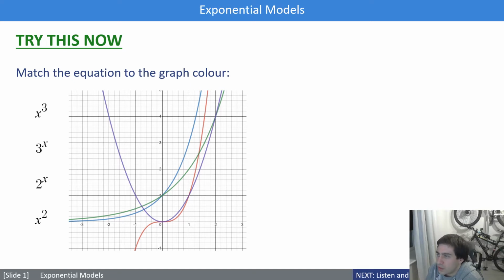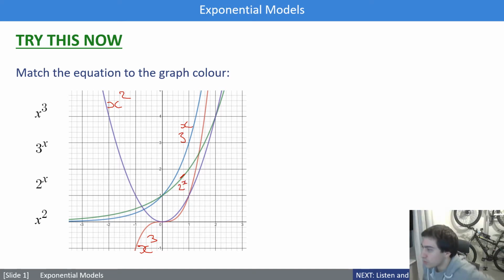Okay, and as it turns out, the purple one is x squared. The red one is x cubed. Perhaps the trickier ones are 2 to the x and 3 to the x, which are the 2 remaining, but all you have to think about is which one is increasing more quickly, 3 to the x or 2 to the x. It should make sense that it's 3 to the x, which will be getting steeper faster, so therefore we can identify it quite easily. The blue one is 3 to the x, and the green one is 2 to the x.